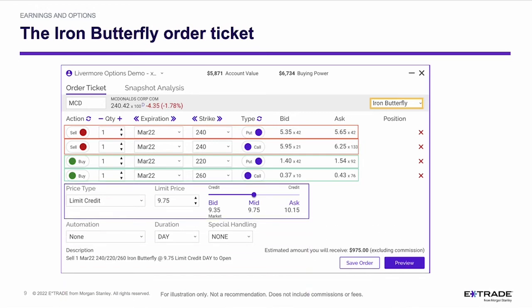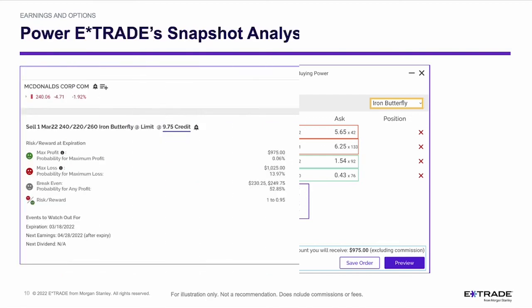I'm going to go for the midpoint and use a limit credit of $9.75, and that will produce for me $975. Now next we're going to get into the snapshot analysis, and you're going to see that the $975 that we're bringing in, it's very unlikely that we're going to be keeping that premium, but we're also defining the risk as well. So next, let's get into the snapshot analysis.